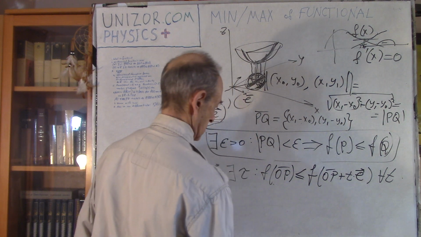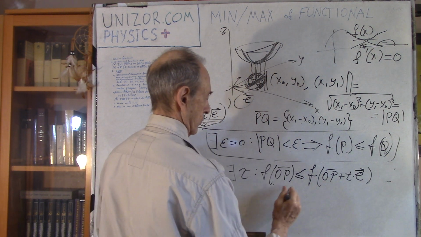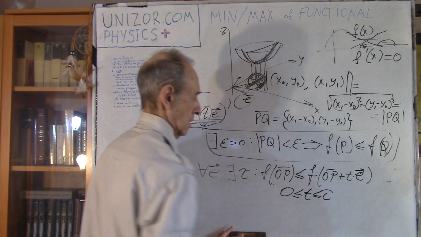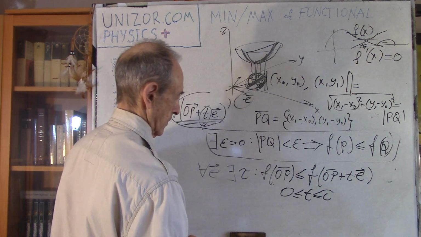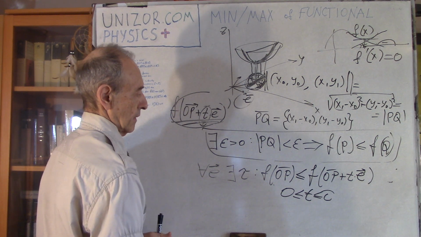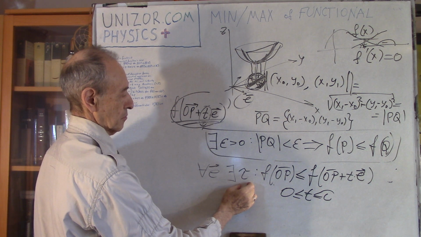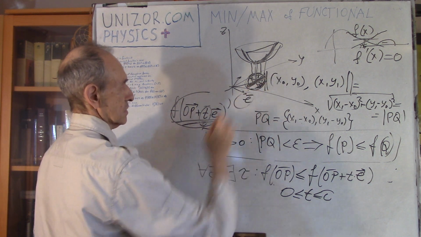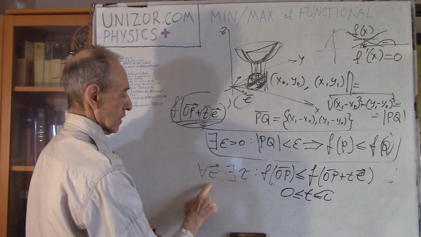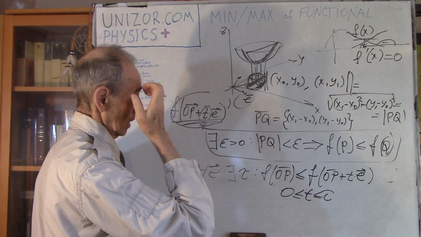in this range. So if this is really a point of minimum, then we can find some maximum deviation of this point in some direction, but it should be for all directions. That's why I have it for all E, for all unit vectors E.